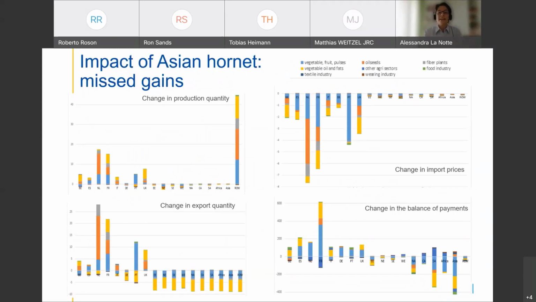First of all, the change in production quantity and the change in export quantity are, as expected, positive. If the wasp were not there, we would have had higher production in all the countries where the presence of the wasp was recorded. As a consequence, the import price would have a negative sign. So this confirmed what we were expecting.